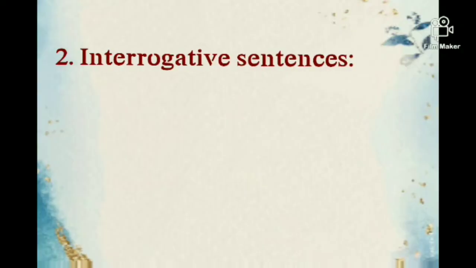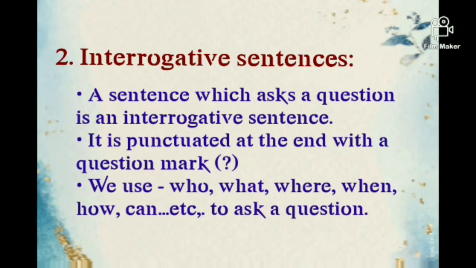The second type of sentence is the interrogative sentence. Here, interrogate means ask a question. In the same way, a sentence which asks a question is an interrogative sentence. Interrogative sentences are punctuated at the end with a question mark. We use who, what, where, when, how, can, etc.